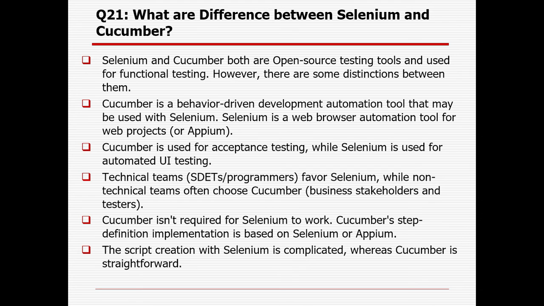Cucumber is primarily used for acceptance testing, whereas Selenium is used for automated UI testing. Technical teams like programmers and SDETs favor Selenium, whereas non-technical teams like business analysts, product owners, and Scrum Masters often choose Cucumber. Cucumber is not required for Selenium to work. Cucumber's step definition implementation is based on Selenium or an API. Script creation with Selenium is complicated, whereas Cucumber is straightforward. So that is the basic difference between Selenium and Cucumber.